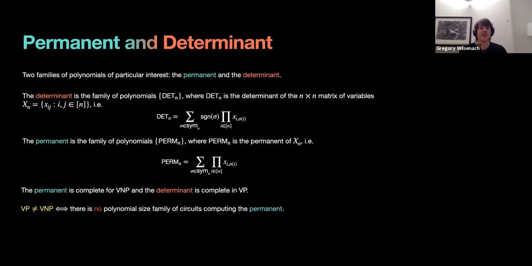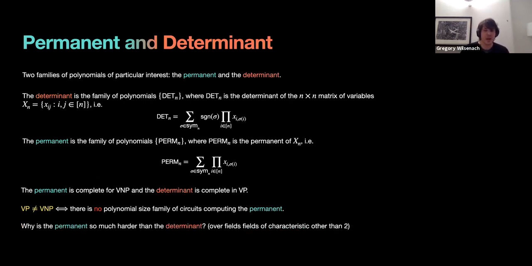And indeed, showing that they're not equivalent, showing that VP is not equal to VNP, is the same as proving that there are no polynomial sized families of circuits that compute the permanent. Right? So proving lower bounds on the permanent is the central problem. It's a complete rephrasing of the VP not equal to VNP problem.